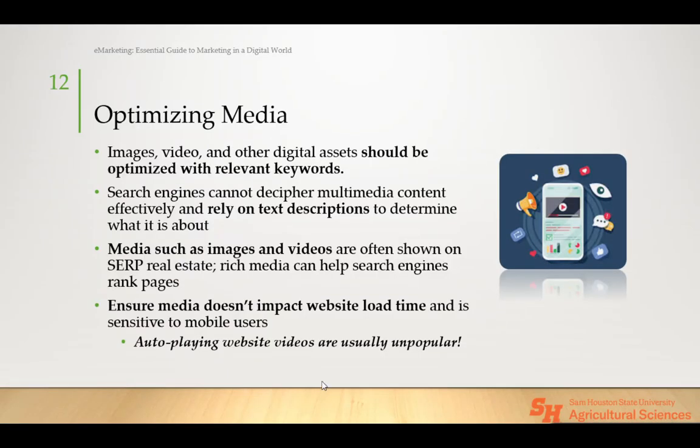Optimizing media. Images, video, and other digital assets should be optimized with relevant keywords. Search engines cannot decipher multimedia content effectively and rely on text descriptions to determine what it's about. Media such as images and videos are often shown on SERP real estate, so rich media can help search engines rank pages. Ensure your media doesn't impact website load time and it's sensitive to mobile users.